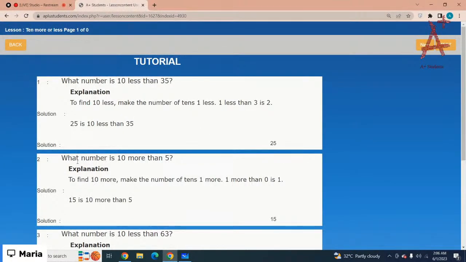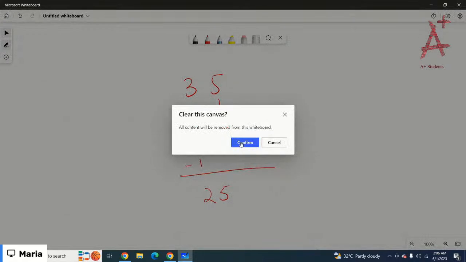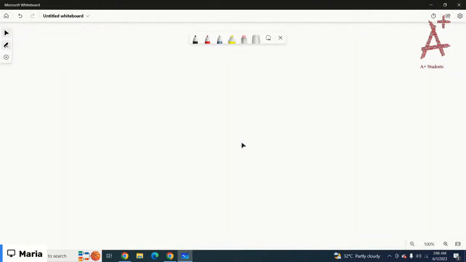Okay, the next one is which number is 10 more than 5? You have to find a number that is 10 more than 5. That means you have to make the tens digit one more. You have to add 1 to the tens digit. So you have 5. 5 is the digit at the ones position. You have no digit at the tens position. That means there you have 1. So you have to add 1 here.